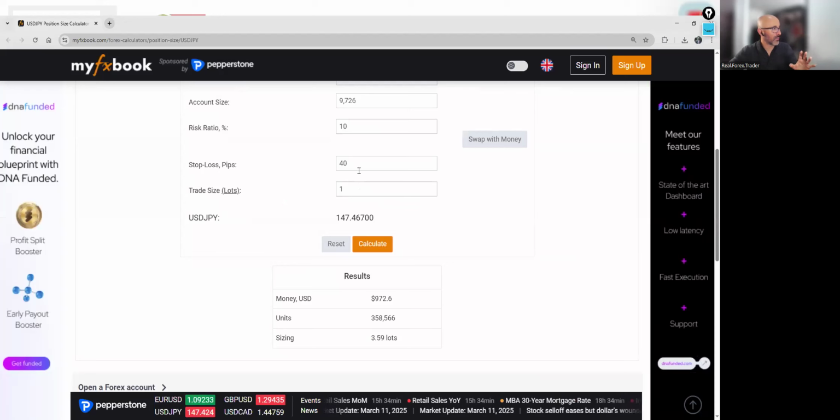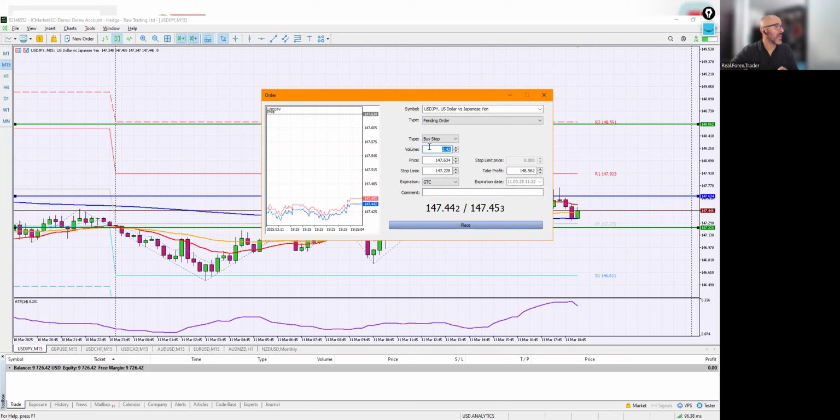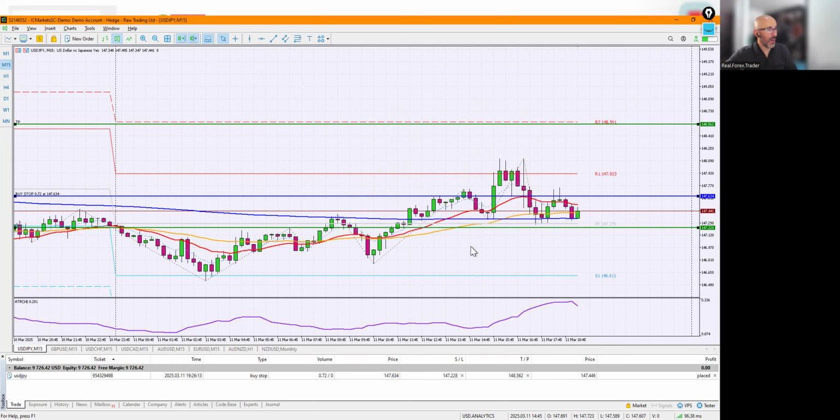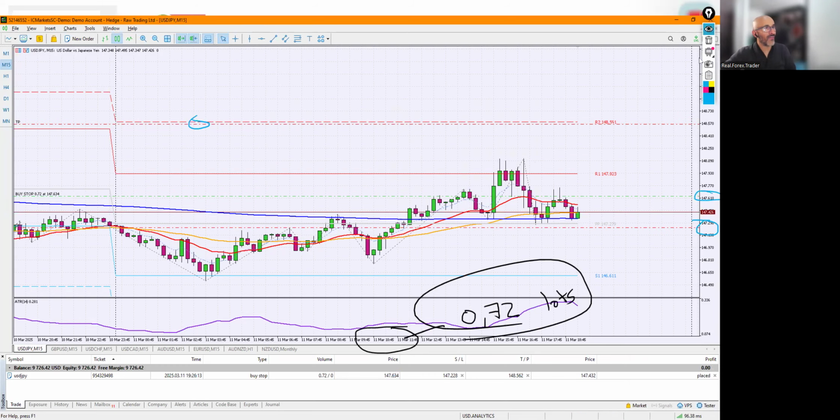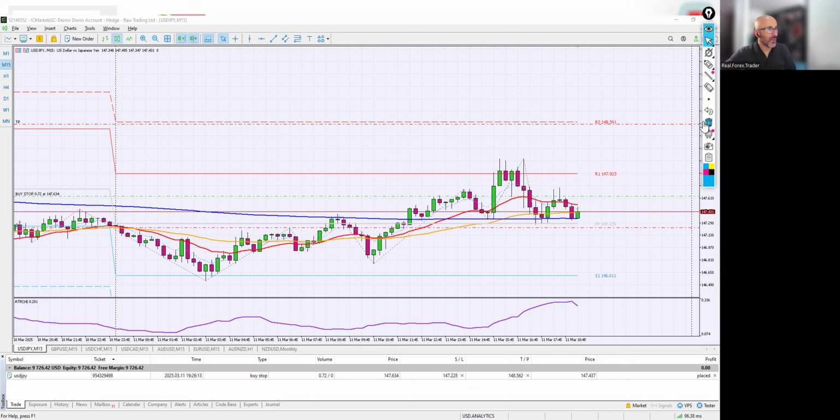No. I am not risking 10%. I'm risking 2%. And according to the calculation, that number is 0.72. Okay. So I come here, check 0.72 lots. In that order of ideas, I place it. Now I delete my lines and look at this. Now I have my trade properly placed.